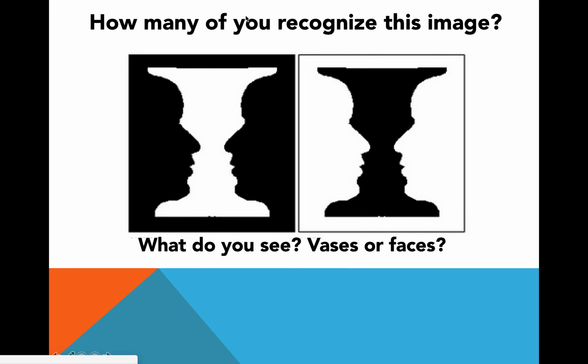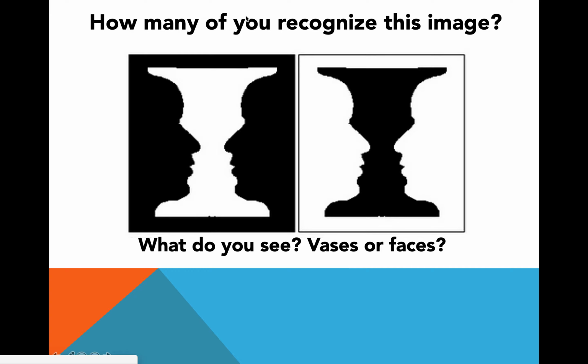So how many of you recognize this image? On the left-hand side, you might notice there are two black faces facing toward each other. And then when you look to the right image, you might notice that now there are two white faces facing toward each other. Or you might notice in the left image there is a white vase in the center, and in the right image, you might notice there's a black vase in the center.